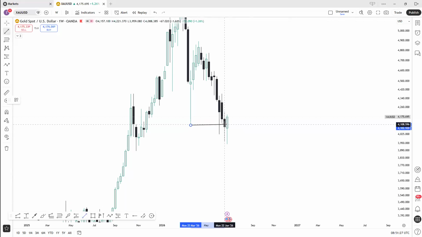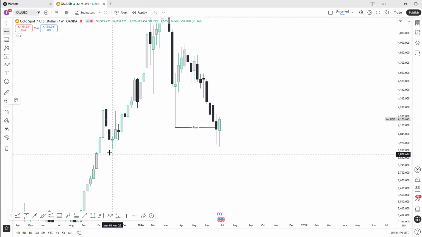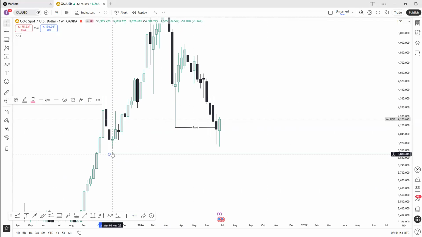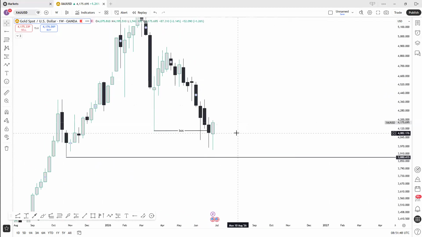Also, it took out this previous low. So here you have a candle closure below. So you have a break of structure. As we all know, break of structure is continuation. Also on the left side, you have this sell side liquidity, which is not yet swept. So break of structure means continuation.